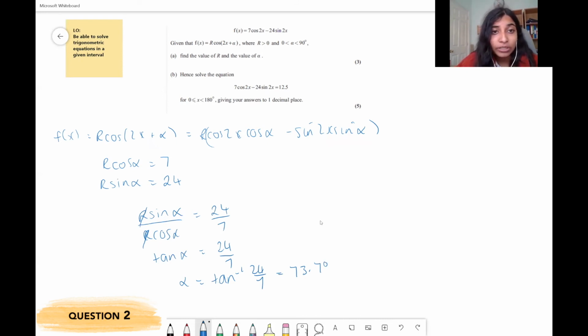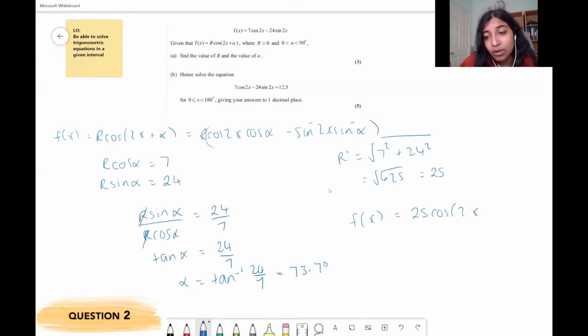And now if we were to find what r is, r squared, if you remember, is 7 squared plus 24 squared, so r is the square root of 625, which is just equal to 25. So therefore we have f(x) can also be written in the form 25 cos(2x + 73.7). So that's your answer to the first section.